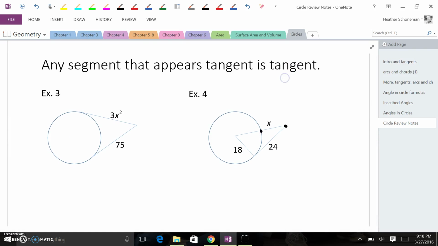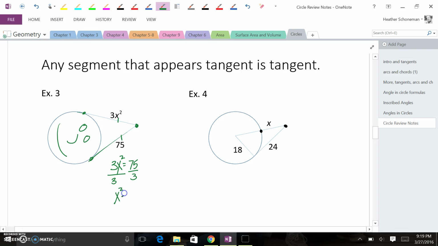Alright, next example. Any segment that appears tangent is tangent. Well, we've got a rule that if there is an exterior point and we have two tangents tangent to the same circle, then these two are equal. Or if it looks like a clown, then the sides of its hat are equal. So we have 3x squared equals 75. Now if we had an x squared and an x, then we'd want to do a factor. But in this case, we're just going to isolate the variable, divide by 3, so x squared equals 25. Take the square root, and don't forget it's not just 5, it's plus or minus 5.